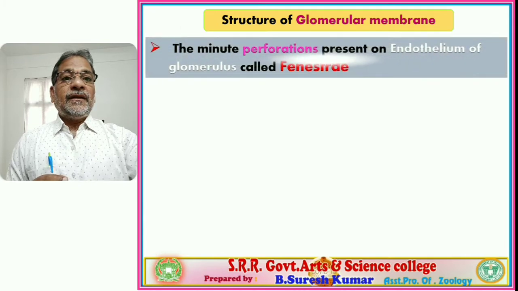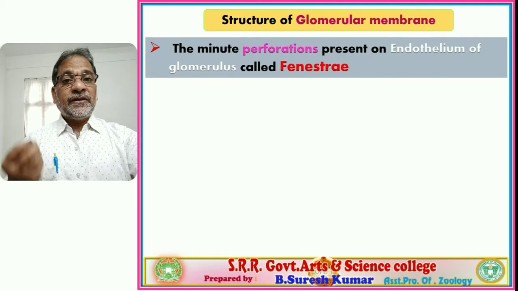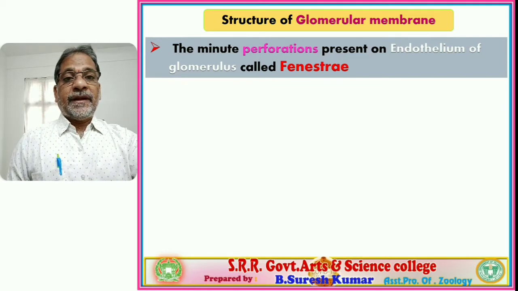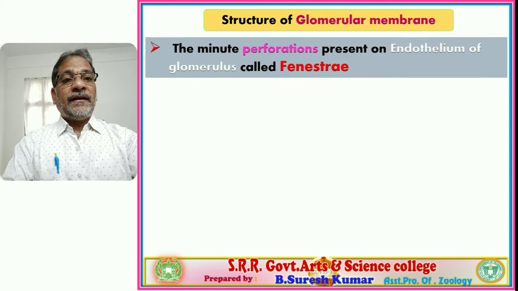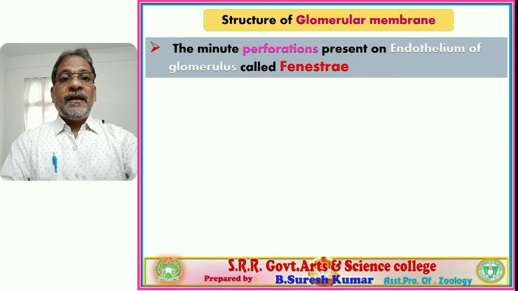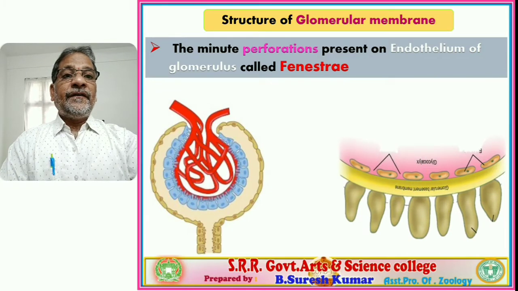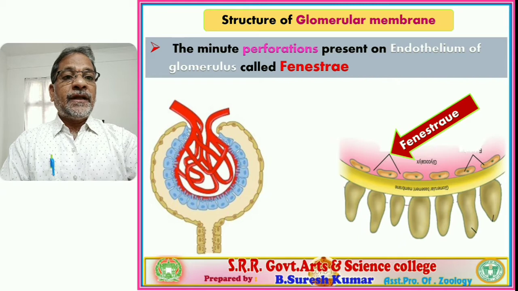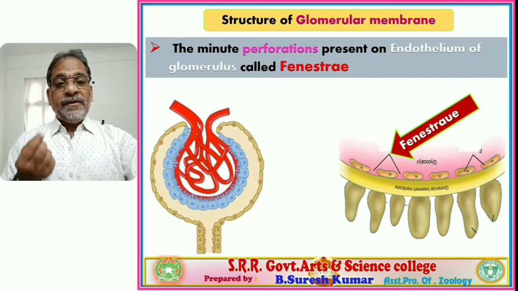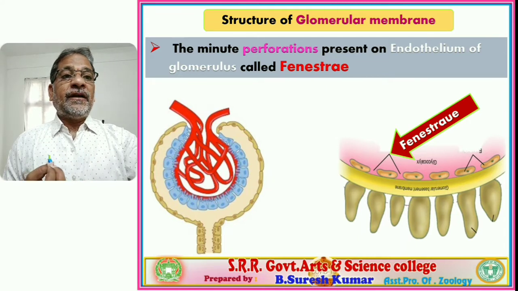Next, if we observe the filtering membrane, some structures are found along it. They are minute perforations found along the endothelium of glomerular wall. Such perforations, such apertures, are called fenestrae. Let us see the fenestrae on endothelium. Between the endothelial cells, minute pores are there. They are called fenestrae. They are useful for filtration of the blood.